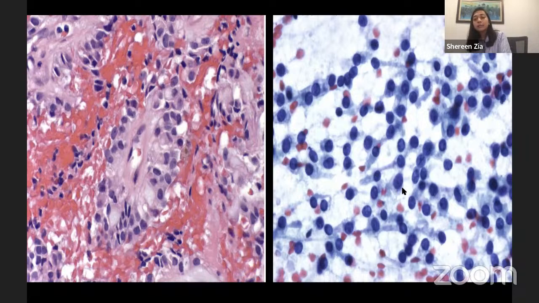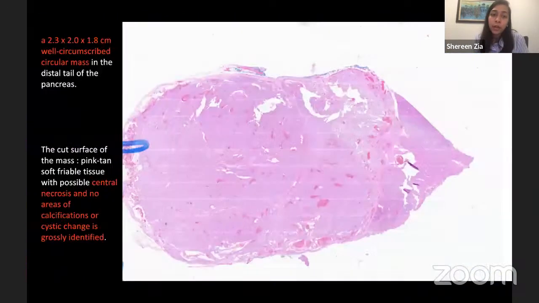And this is a smear that shows very monomorphic cells, but that's why the differential for these lesions is cystic neuroendocrine tumors, but then they do not have salt and pepper chromatin. That's more so seen in neuroendocrine tumors, and these ones are negative for chromogranin as compared to neuroendocrine tumors. So that's the microscopic image of them.